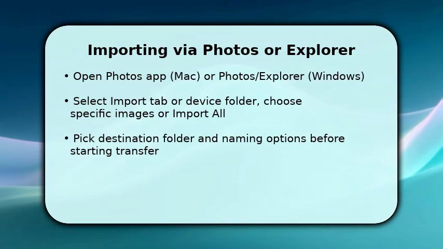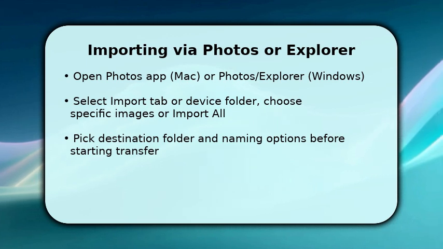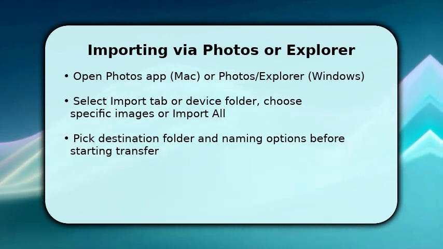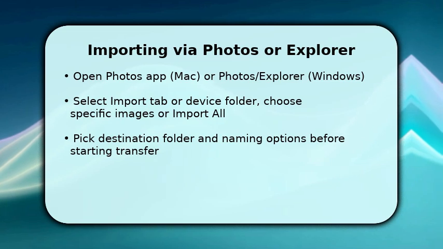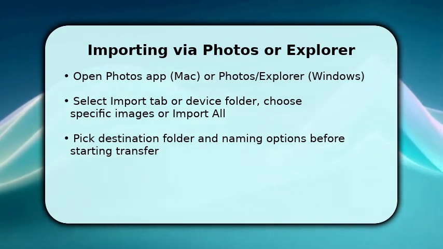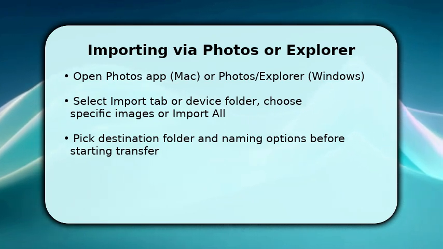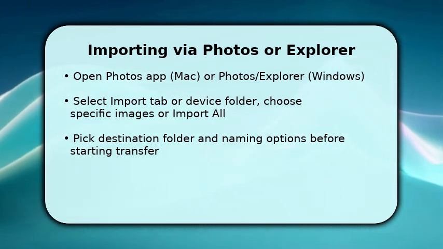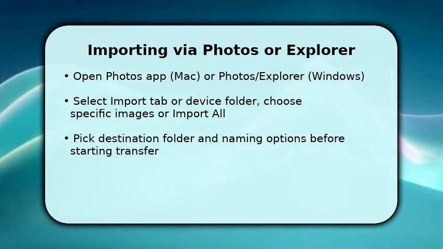Now import the images. On Mac, open Photos and select your iPhone under Locations. Choose Import All or pick photos and click Import Selected. On Windows, open Photos app or File Explorer, navigate to the DCIM folder, then copy and paste specific folders or files. You do this so you keep control over storage and avoid duplicates.